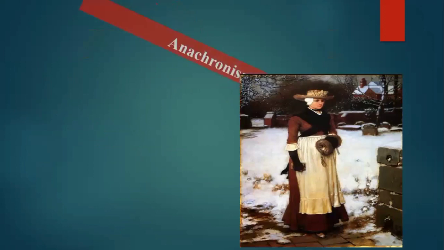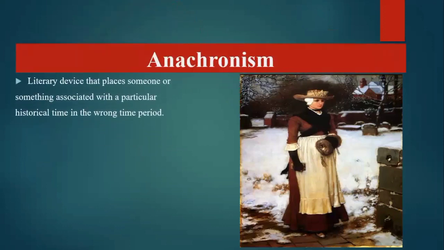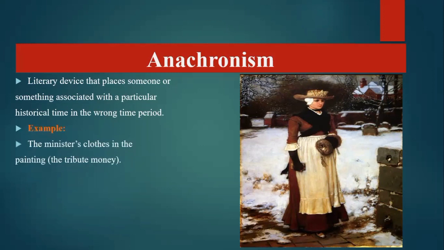The last one is anachronism. It is a literary device that places someone or something associated with a particular historical time in the wrong time period. The example of anachronism is the minister's clothes in the painting. So, this is the end of my lecture about literary elements and literary terms.